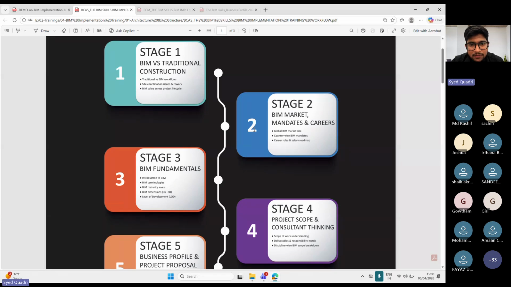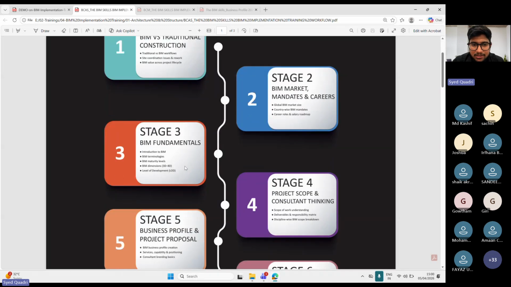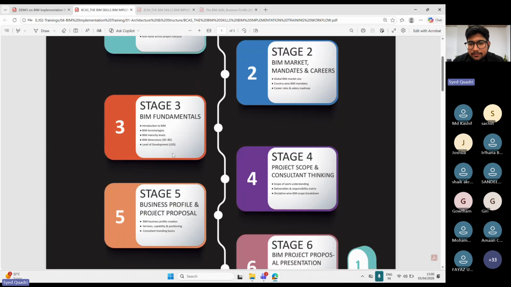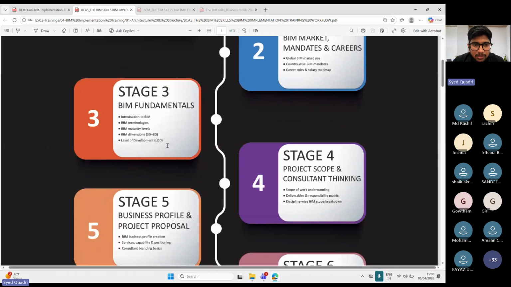So first, what we are doing, we are understanding BIM, then the market size, about the market. Then we will go in depth about the topics. Like you will understand BIM fundamentals, like introduction to BIM terminologies, maturity levels, dimensions, LOD.